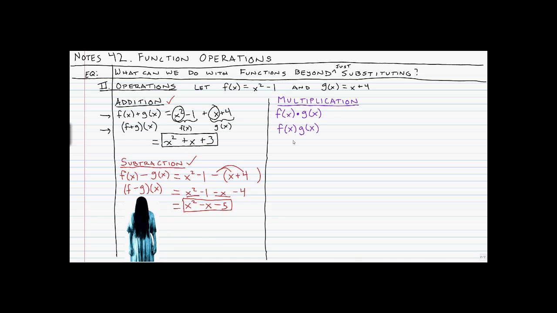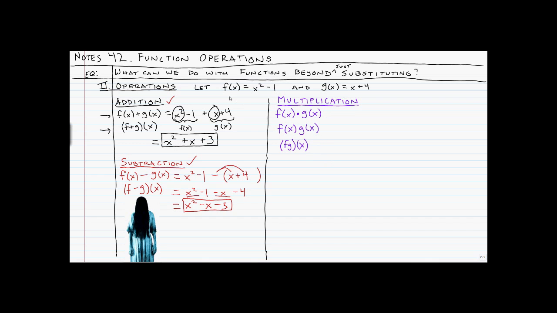Just like addition and subtraction had their own little parenthesis notation, so does multiplication itself. Sometimes we'll see it written this way: fg of x. That, of course, means exactly the same thing. It means we're multiplying f times g of x. Those two functions are being multiplied.